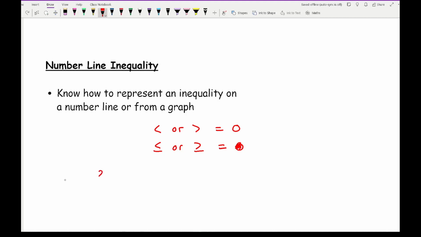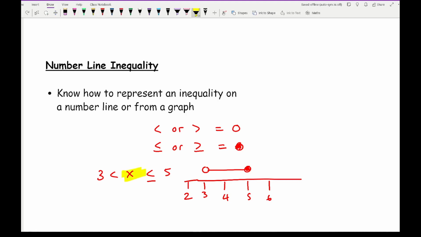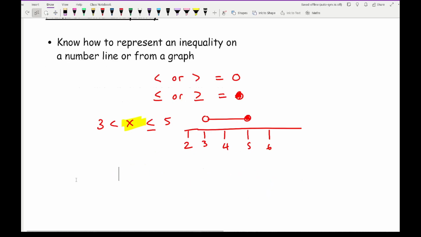So if I wanted to represent 3 < x ≤ 5, again, all I need to do is just do 3, 4, 5, 6. Let's just stick a 2 there. So I'm going to put a circle at 3, a circle at 5. I'm going to colour the one at 5 and join the points up. Now remember that whenever you are representing an inequality on a number line, always make sure, and again, it's probably just stating the obvious, that you've got a single x in the middle.